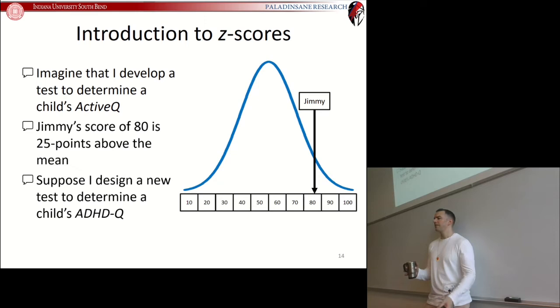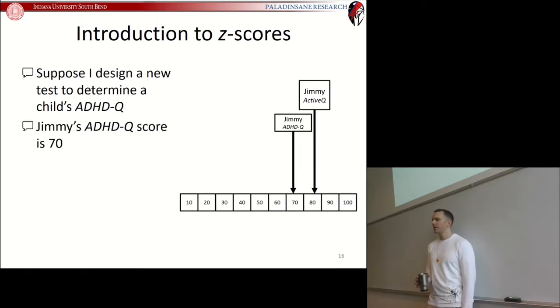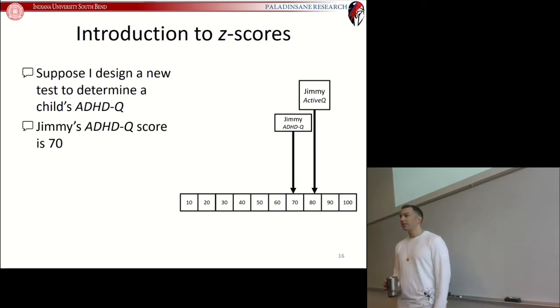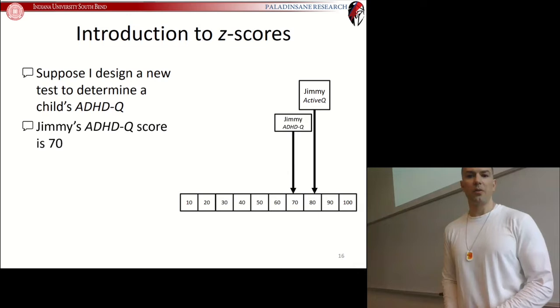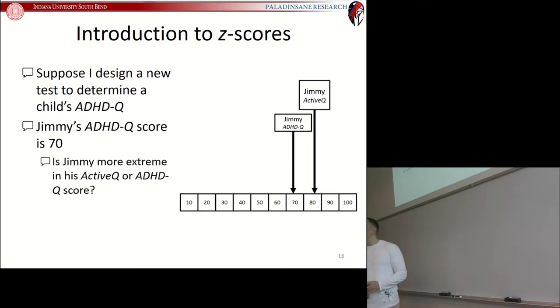And let's say that I also have a test called the ADHD Q, which measures your deficits in attention. And I give that to Jimmy as well. So here's his score on the active Q. And let's say his score on the ADHD Q is only 70. Once again, the question is, is that a high score? And the more complicated question is, is Jimmy more extreme in his active Q score, or is he more extreme on his ADHD Q? So is his activity more unusual or at a higher level than his ADHD?